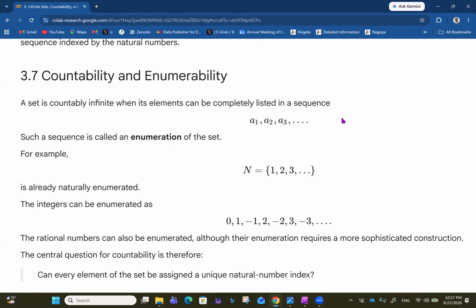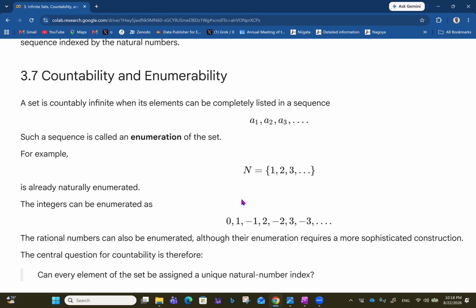So as long as we can list all the elements in a sequence, like you have A1, A2, A3, all the way down, such a sequence is called an enumeration of the set. So this sequence now is an enumeration of the set. For example, for natural numbers, you have 1, 2, 3, and so on. So it's already naturally enumerated like that.